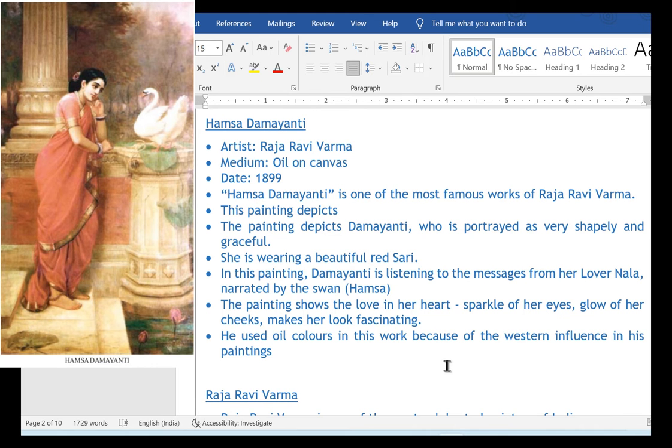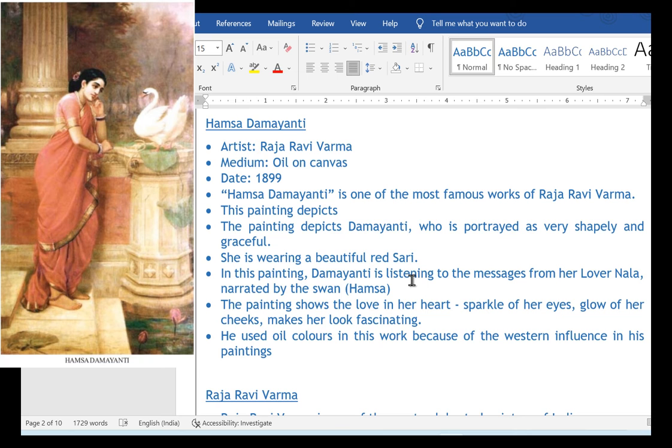The first painting is Hamsa Damayanti. This is done by the very famous Ravi Varma. It is an oil painting done on canvas and it was done in 1899. Hamsa Damayanti is one of the most famous works of Ravi Varma. This painting depicts Damayanti, who is portrayed as a very shapely and a graceful woman. She is seen to be wearing a beautiful red sari.